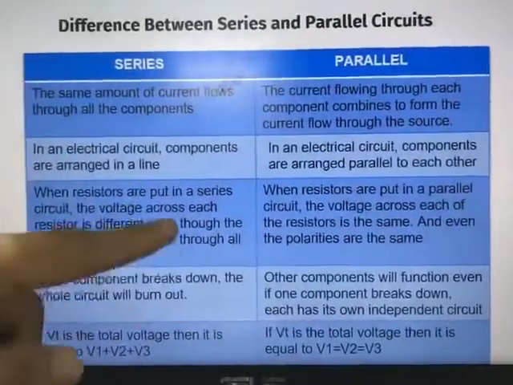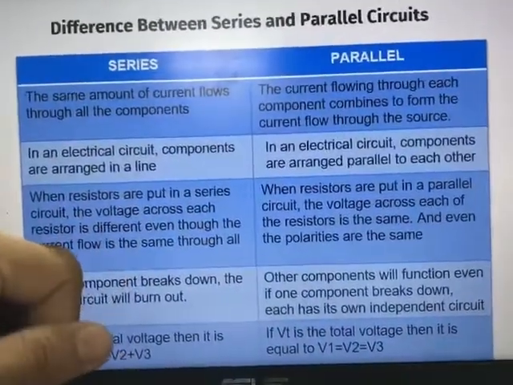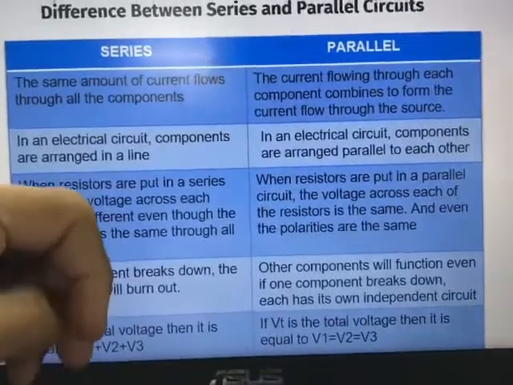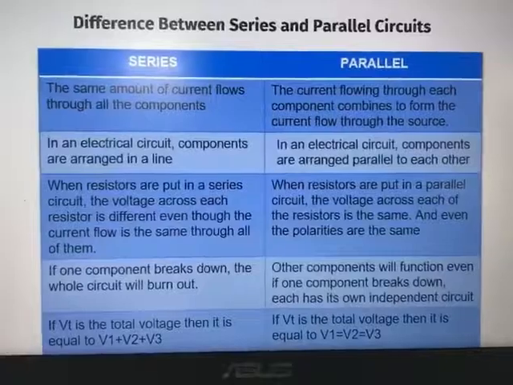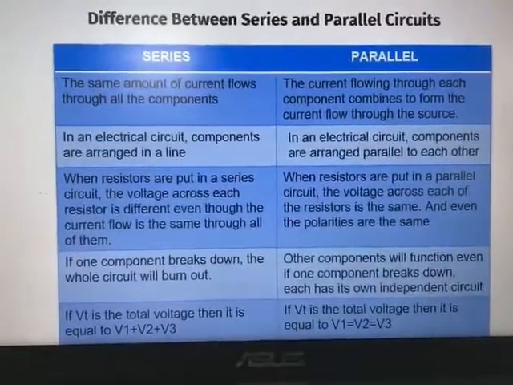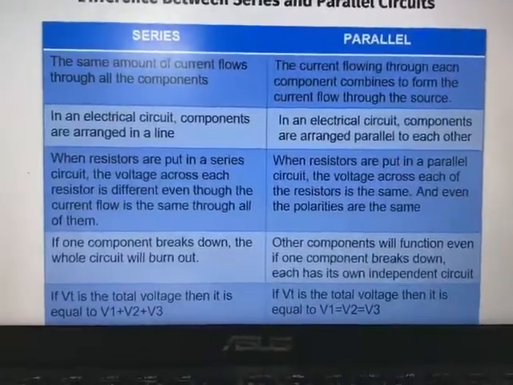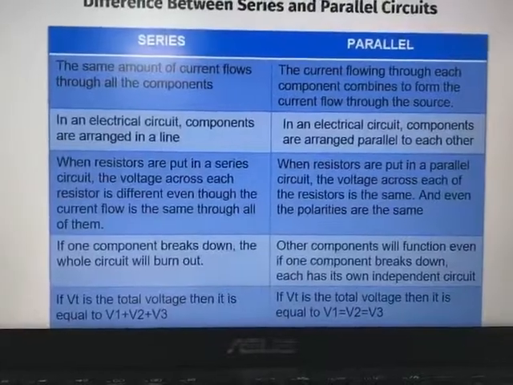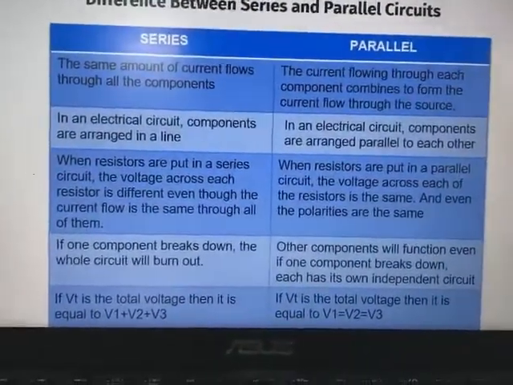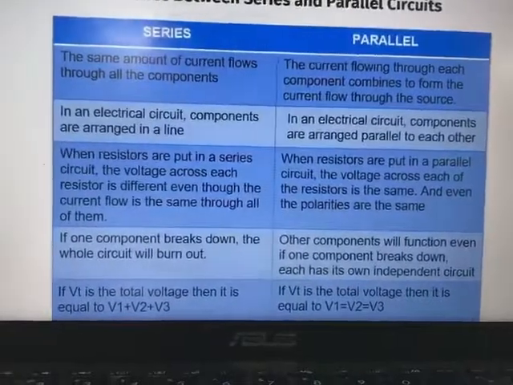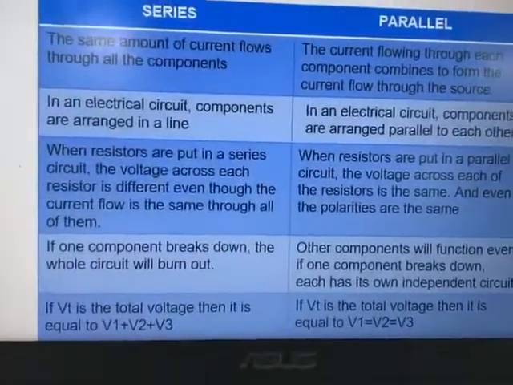When the resistors are put in a parallel circuit, the voltage across each of the resistors is the same, even the polarities are the same. The components will function even if one component breaks down, since each has its own independent circuit. And the total voltage V total is equal to V1 equals V2 equals V3.